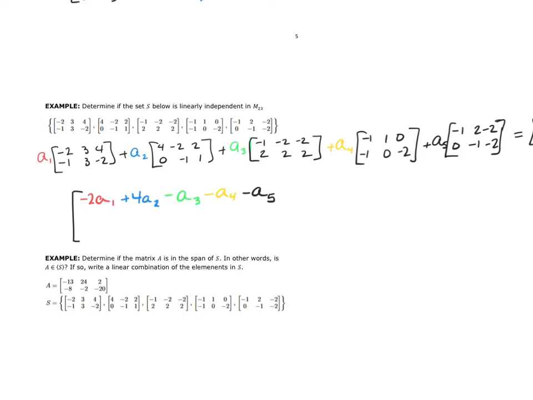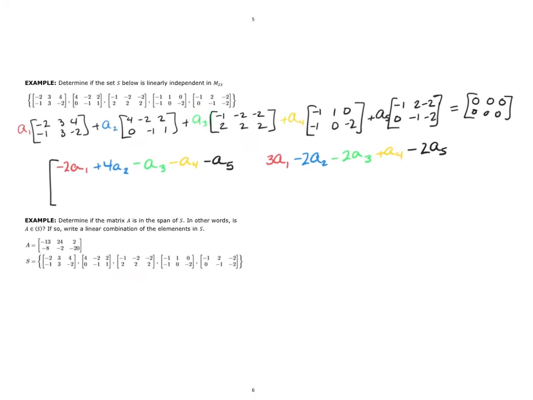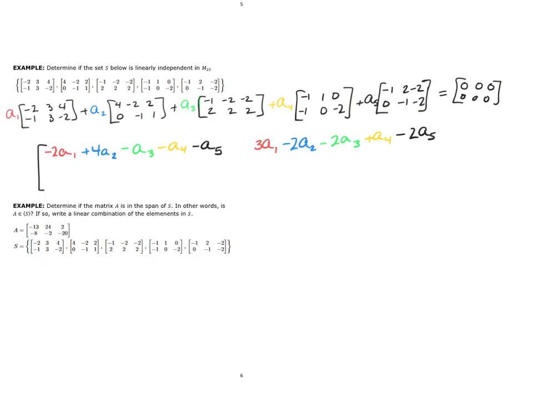Now I'm going to go on to the next position. So it's going to be 3A1, then minus 2A2, minus 2A3, plus A4, minus 2A5. So that is in the 2, 2, or the 1, 2 position, row 1, column 2.